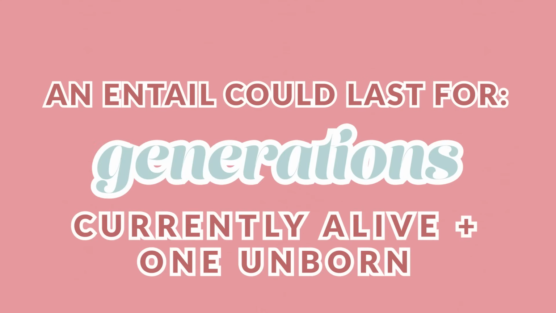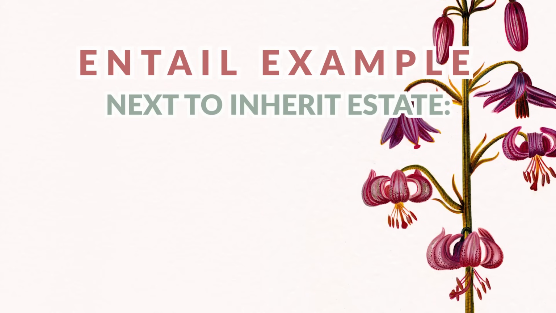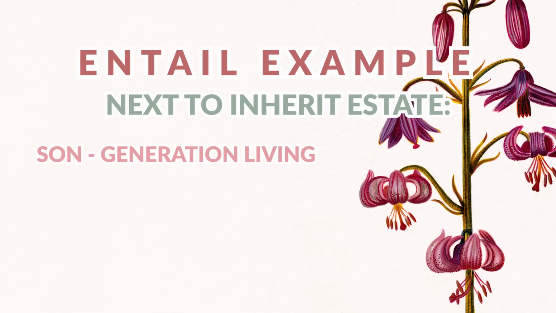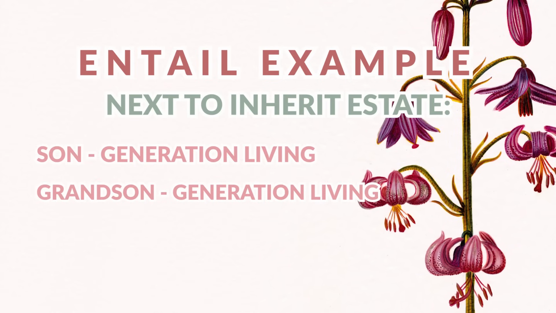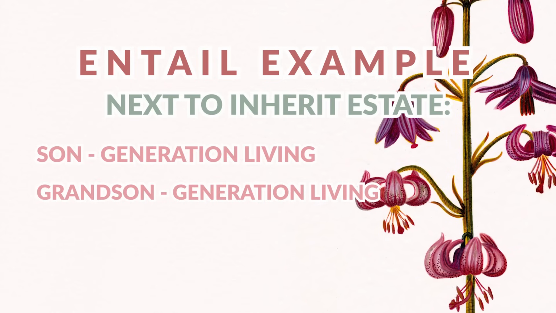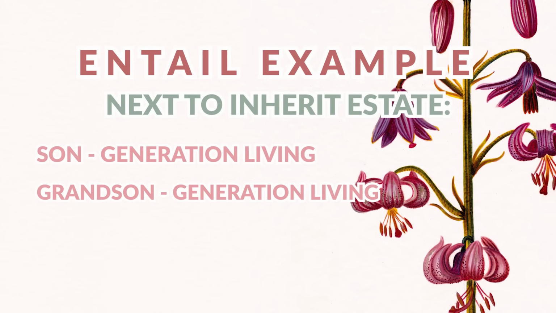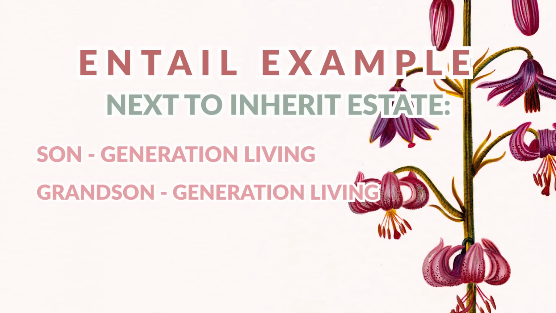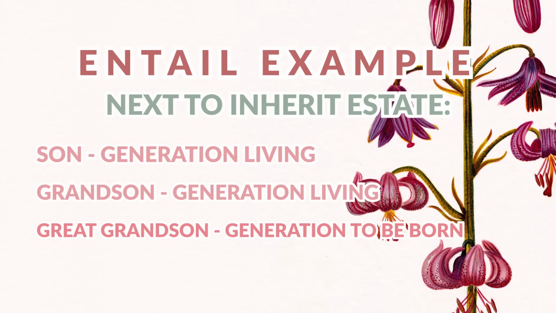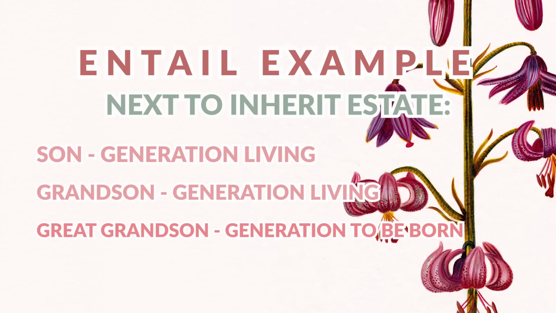So for example, if you were the grandfather of a family, you would establish an entail. You could say, this estate will pass to my son, and then it will pass to my grandson. Because they're both living, those are generations living. Then you could specify one yet to be born. So you could say, my son, my grandson, and my grandson's unborn son. So there's that unborn generation.